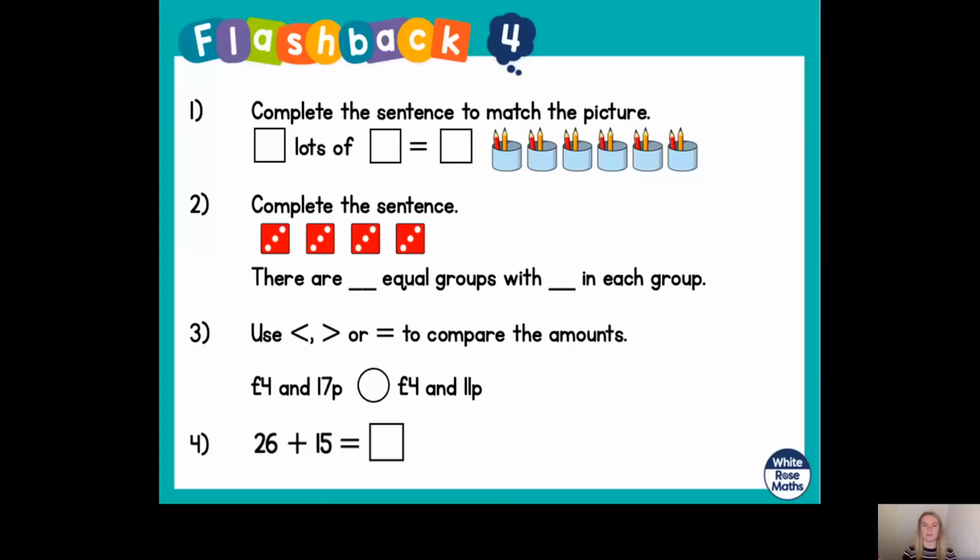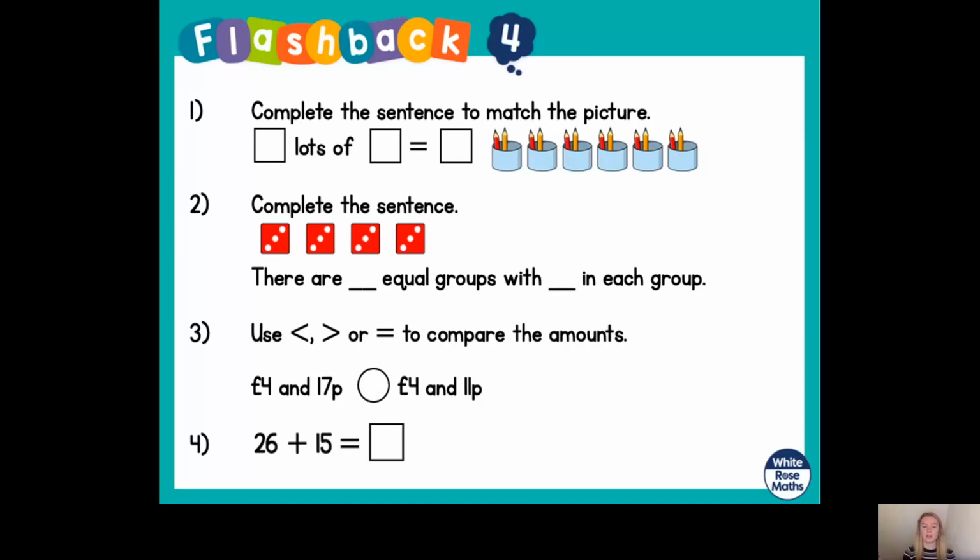Now, here's your flashback for today. So it has 4 questions like normal. Now, the first question, you need to look at the pictures and complete the sentence, which you also need to do in the second question. So how many equal groups are there and how many are there in each group?